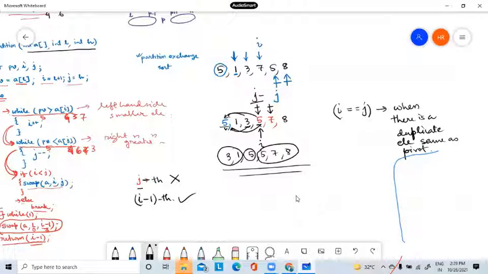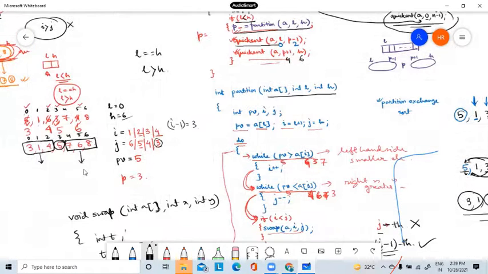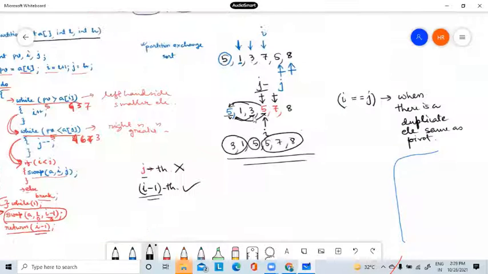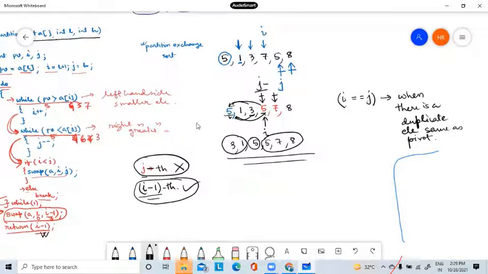That's why we prefer I minus 1, because I minus 1 is satisfying in this case where there is no duplicate like pivot, and it is also satisfying when there is one element same as pivot. So that's why, instead of j interchange, we always prefer I minus 1 interchange, and I will return this I minus 1 back. I hope it is clear. Why instead of j we are using I minus 1? Is it okay?